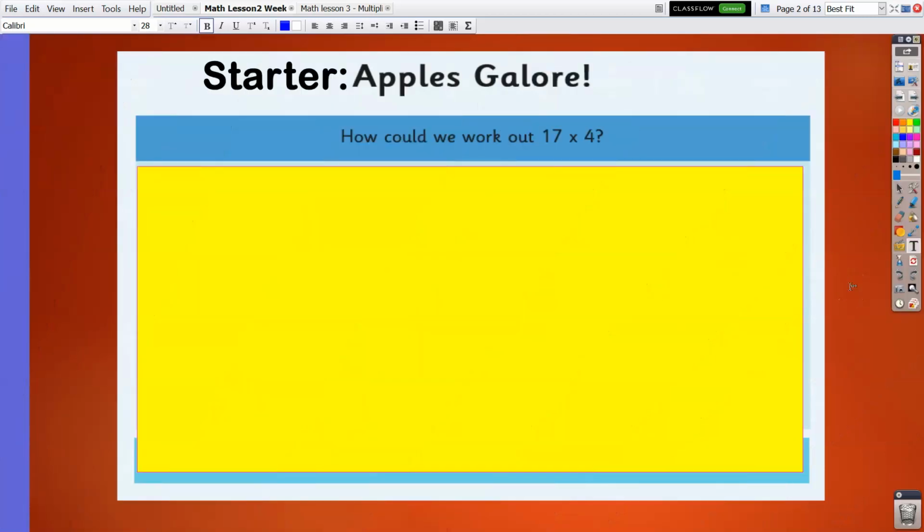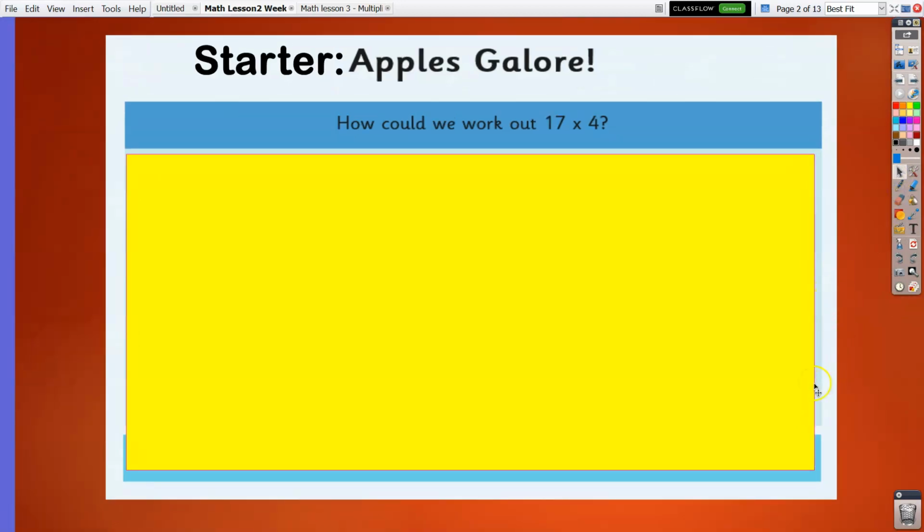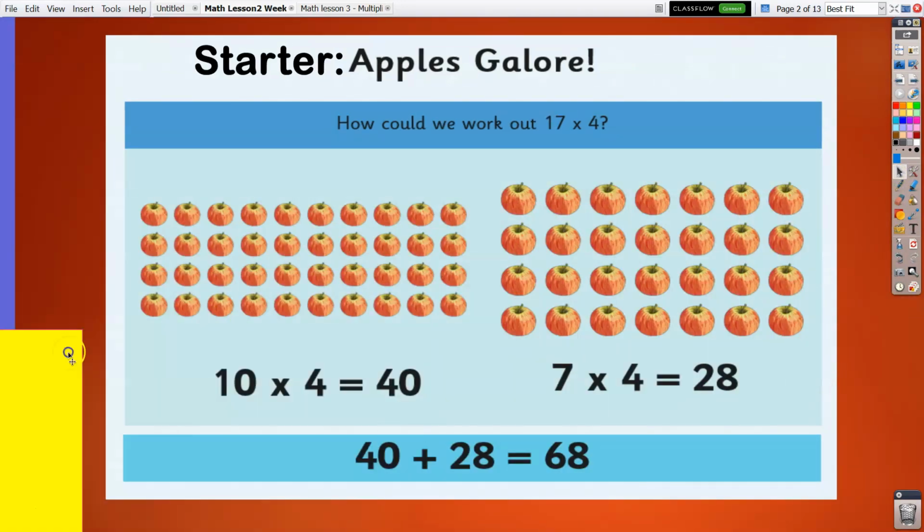For our starter activity, we have apples galore. How could we work out 17 times 4? Pause the video and try to calculate for your answer. Time is up. Now, let's see how it goes. The correct answer is 68.